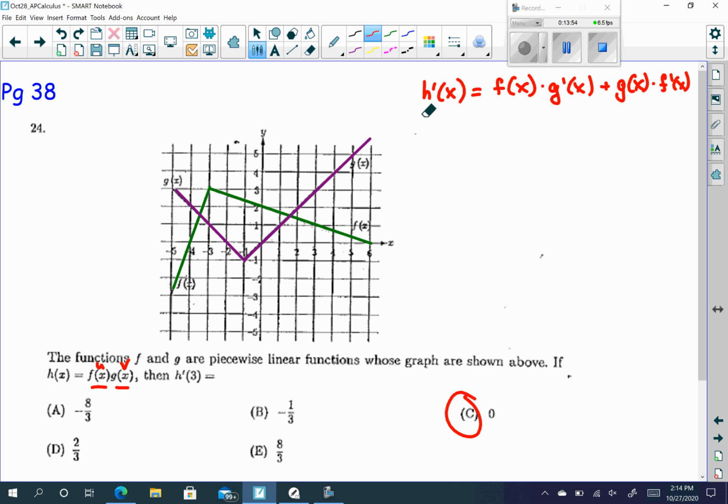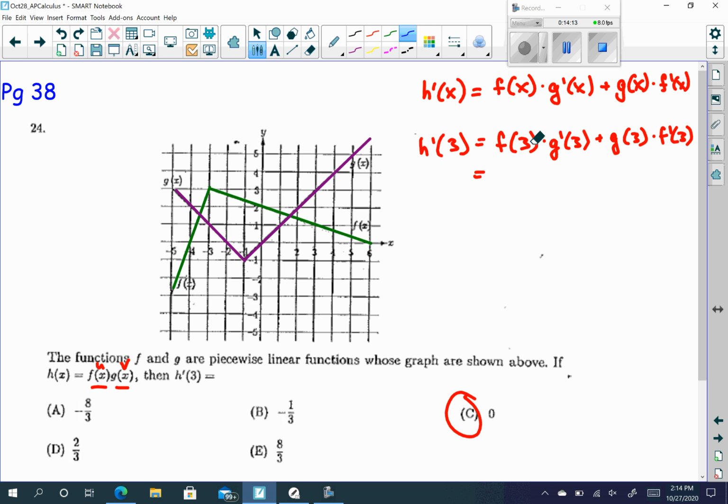But now I need to figure out what h prime at 3 is. So now I just substitute 3's in for the x's. So I want f of 3 times g prime of 3 plus g of 3 times f prime of 3. Now we read the graphs. Now we have to be careful how we read these.